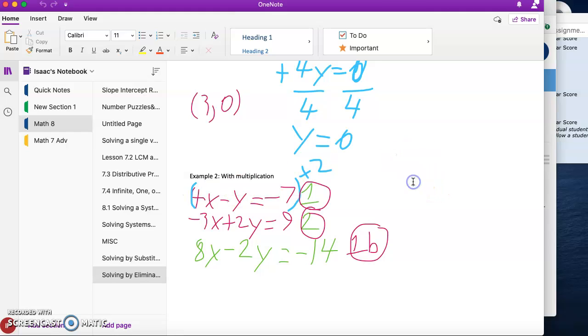So let's say step 1, number your equations. Step 2, multiply by a useful number. Actually, let's say by a cancelable number. Step 3, which we're about to see, eliminate a variable.